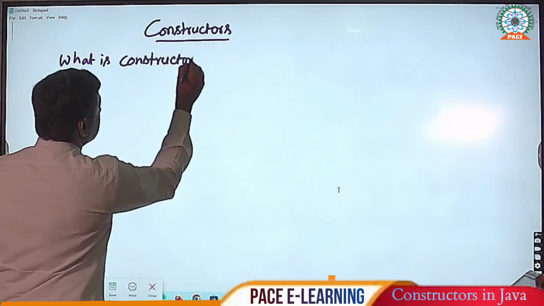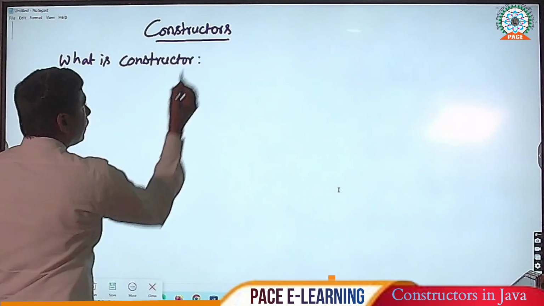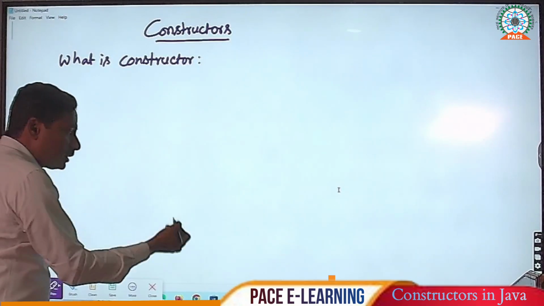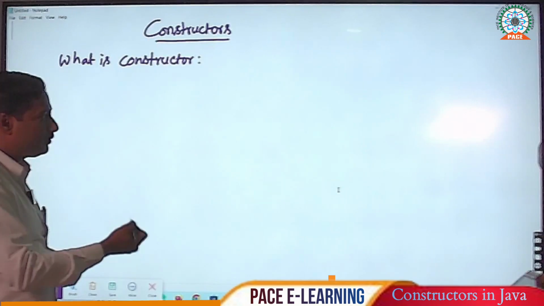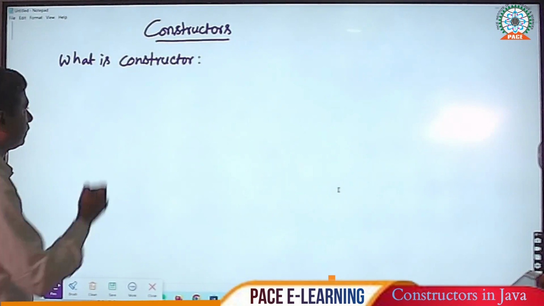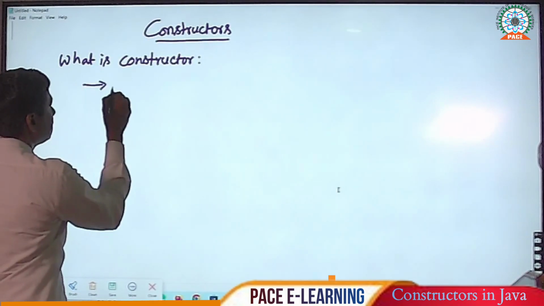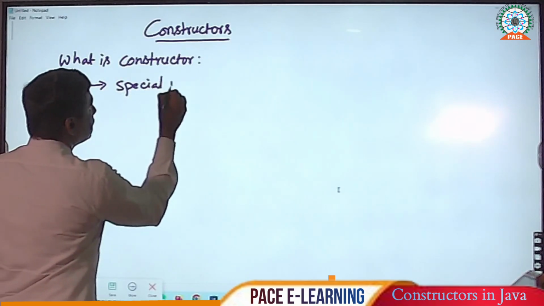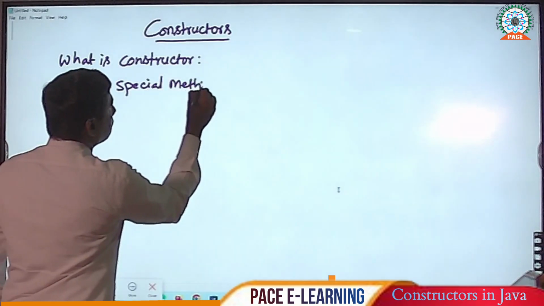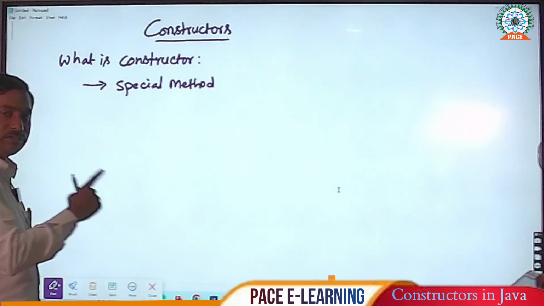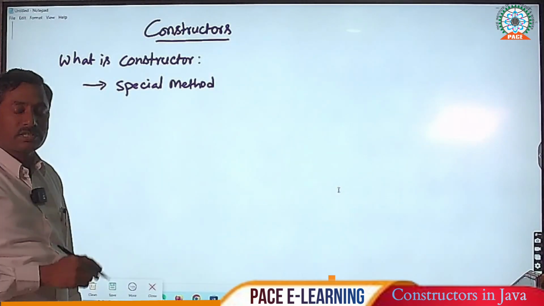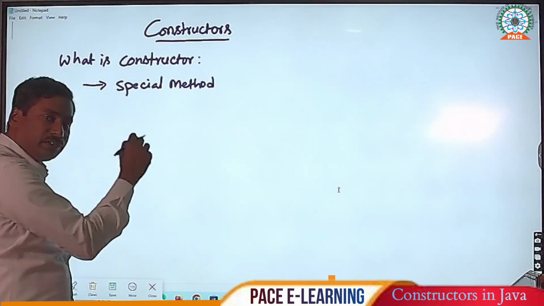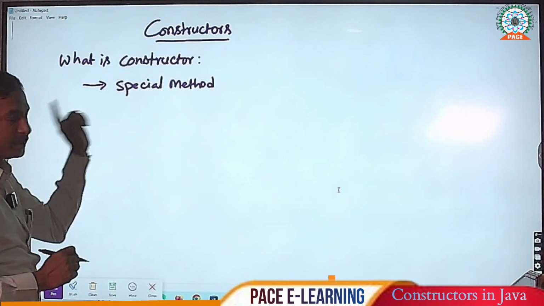What is a constructor? A constructor is a special method. In a later session, I am going to explain why we are calling it a special method. First of all, a constructor is a special method. So it is also a method like the remaining methods, as a class consists of methods. Likewise, a constructor is also a method in the class, but it is a special method.